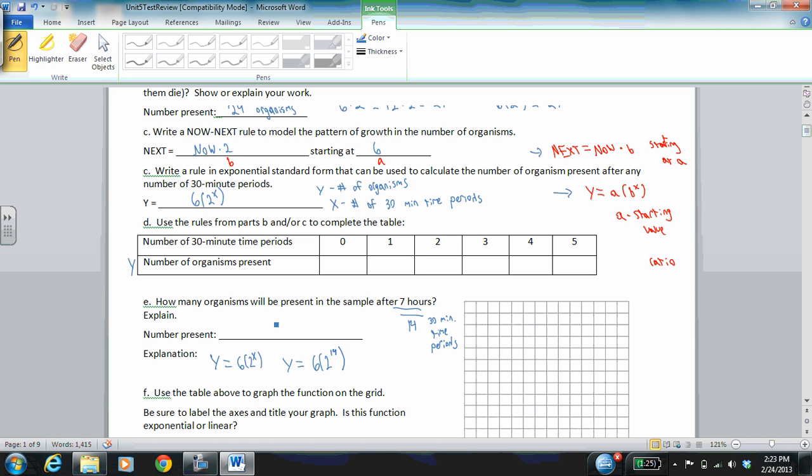which is 98,304. And I'm getting ahead of myself because I skipped part D, which says use the rules from part B and C to complete the table. So obviously we start with 6, then 12, then 24. I'm just multiplying by 2 every time. Then 48, and then 96, and 192.